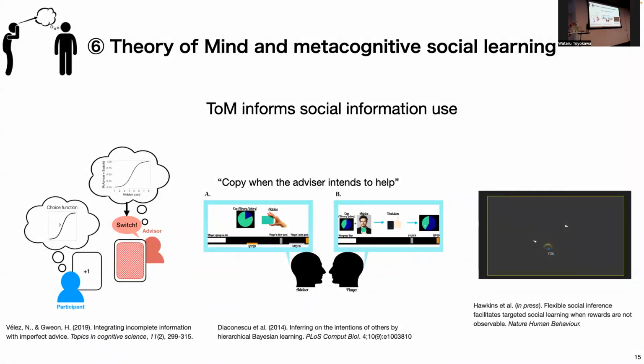So these examples show how theory of mind, social inference, could be used in social learning, right? For example, you can infer how trustable, how skillful and knowledgeable this advisor is. And then you can tune your use of social learning depending on how knowledgeable you believe this advisor is on this task. So you can use this social inference to guide your social learning.